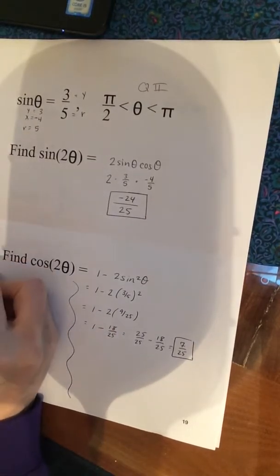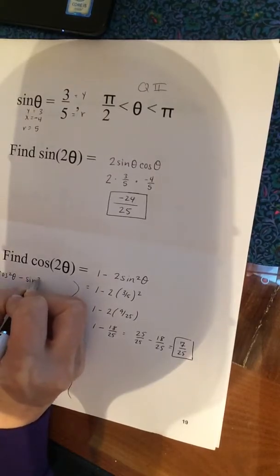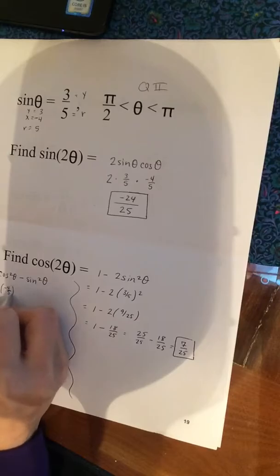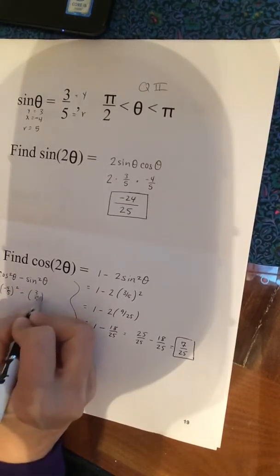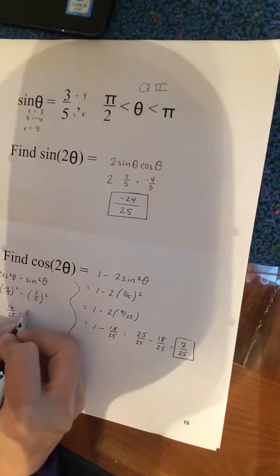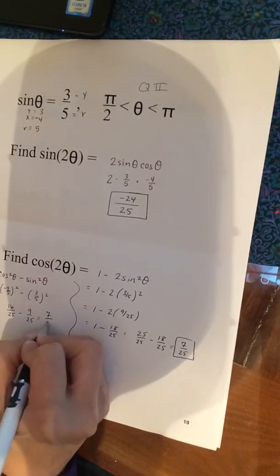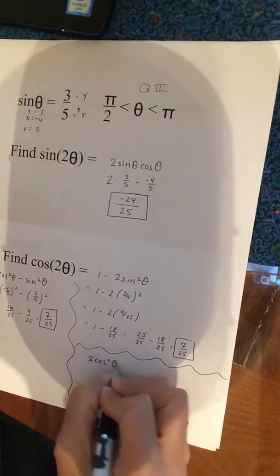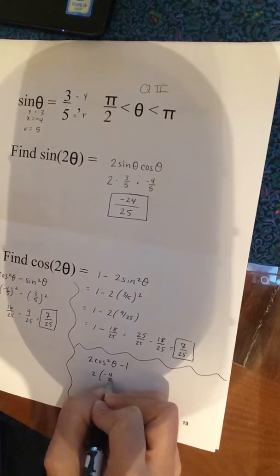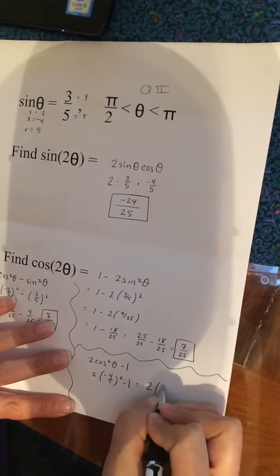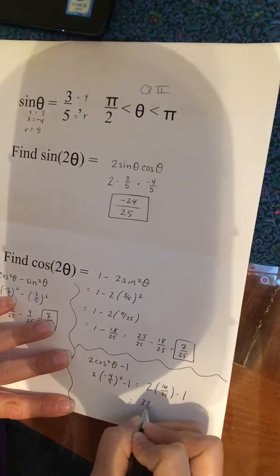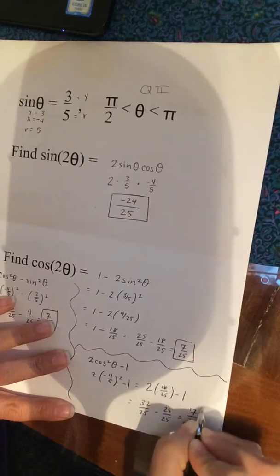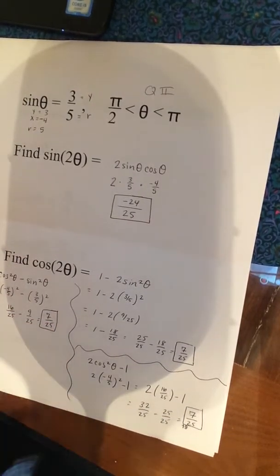Now let's try it using the cosine squared of theta minus sine squared of theta. So this was another way that cosine of 2 theta could be written. Now cosine of theta we know is negative 4/5 squared minus sine of theta, which is 3/5 squared. So this becomes 16 over 25 minus 9 over 25. 16 minus 9, 7 over 25. Still got us the same answer. And the last one was you could have done 2 cosine squared of theta minus 1. So that would be 2 times negative 4/5 squared minus 1. This becomes 2 times 16 over 25 minus 1. So 32 over 25 minus 25 over 25. 32 minus 25 is 7 over 25. So it doesn't matter which formula you use for cosine of 2 theta, you end up getting the same answer.